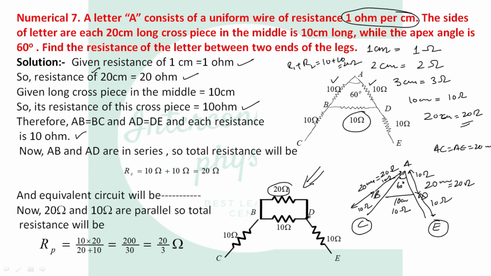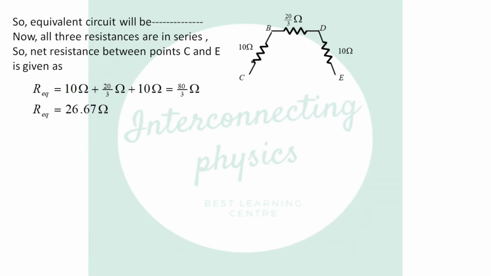B is here, D is here, and A has been calculated because 10 plus 10 is 20 ohm. Now 20 ohm and 10 ohm, these two are parallel. So the answer will be 20 into 10 divided by 20 plus 10, which is 200 divided by 30, so 20 divided by 3 ohm. Now the equivalent diagram will be this 10 ohm, this 20 by 3 ohm, this 10 ohm.